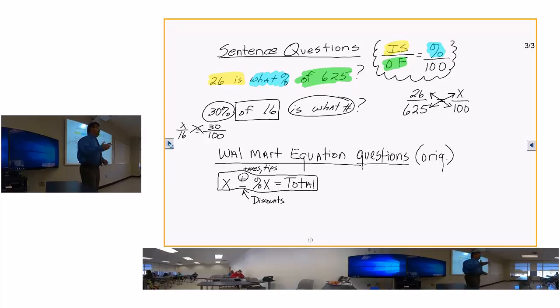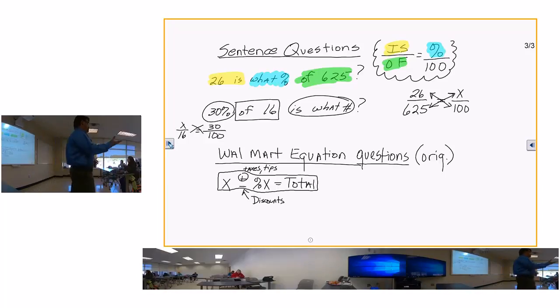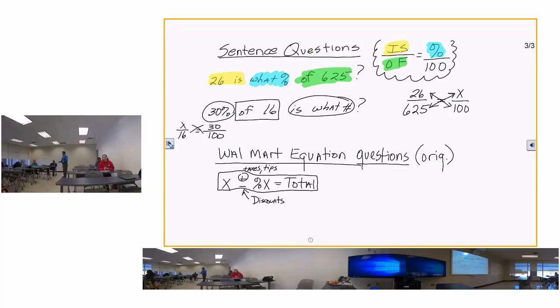Anybody ever went into a store and the shirts were $25, but you take off 10%? 10% discount would be what? $2.50, $25 minus $2.50 is $22.50. You've done that before. You used the Walmart problem in your head. All I did was write it out. And of course, they probably write it out in your book. I didn't invent it. I just call it the Walmart equation, because you've done it before, and you've done it in your head.